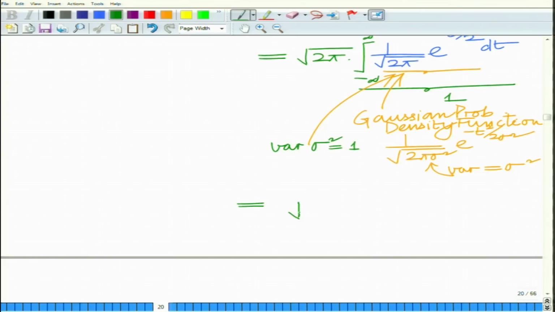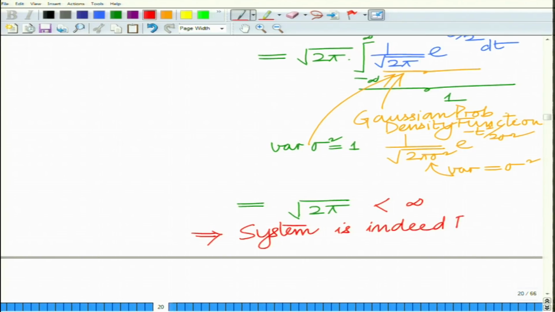So, this is a finite quantity, hence the system with impulse response given by the Gaussian pulse is indeed BIBO stable, because it is absolutely integrable, that is, the integral from minus infinity to infinity of magnitude h of t dt is a finite quantity. Okay.